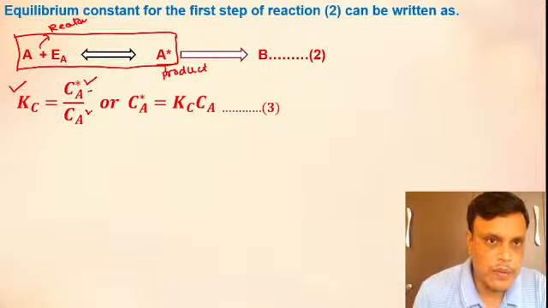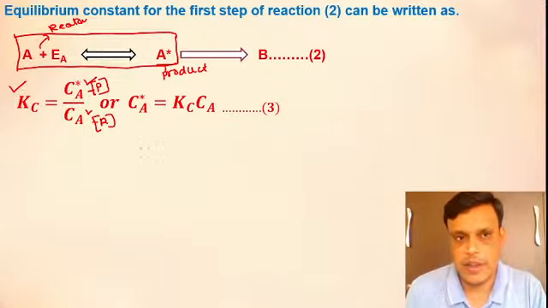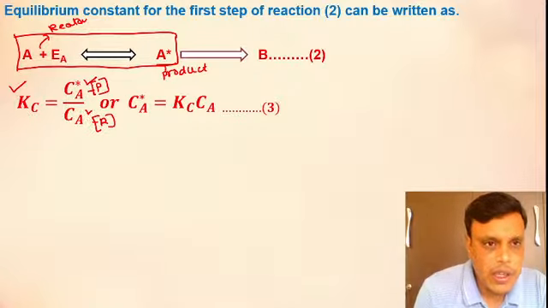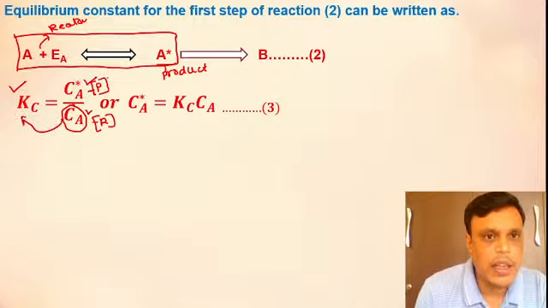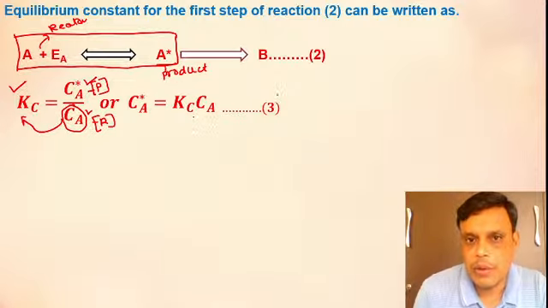So it is a ratio of the concentration of product to the concentration of reactant. Or we can rearrange this. If we take the concentration of A to this side, then the concentration of A star will become Kc into the concentration of A. This is our equation number 3.